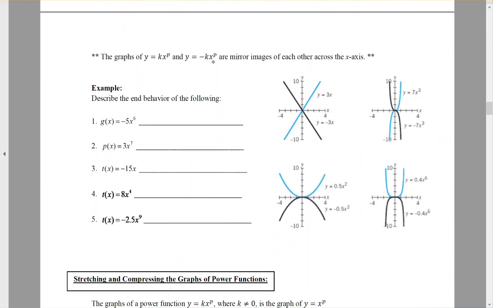So if I do have a negative in front, it's just going to flip it around the x-axis, and they're going to be mirror images of each other across the x-axis.